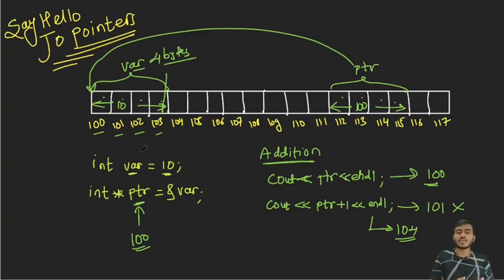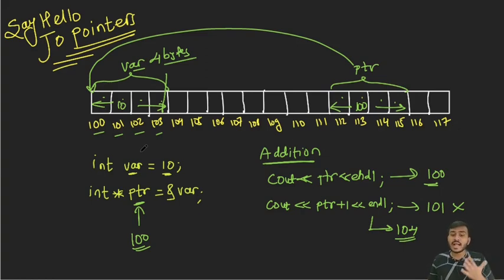So basically we know that the type of ptr is int star, and as its type is int star, that means it is pointing to an integer type variable, and its base address to which it is pointing is 100, and the size of the variable is 4 bytes. So a compiler can understand that it is now pointing to 100, and the variable type is int. So the variable is present between 100, 101, 102 and 103.